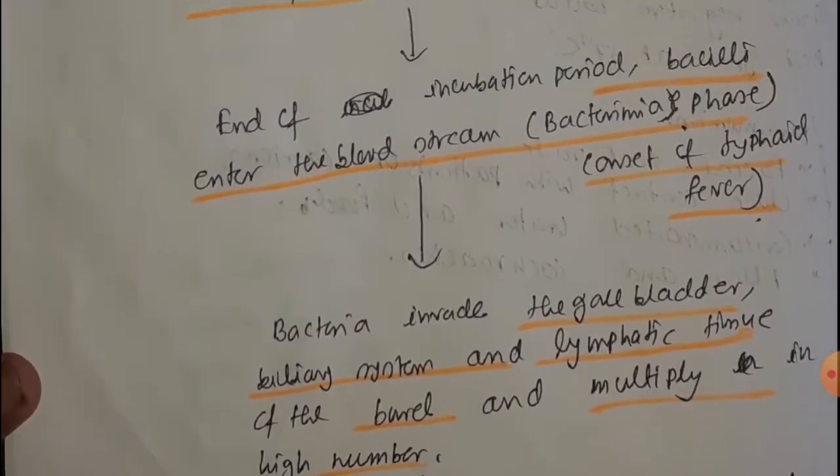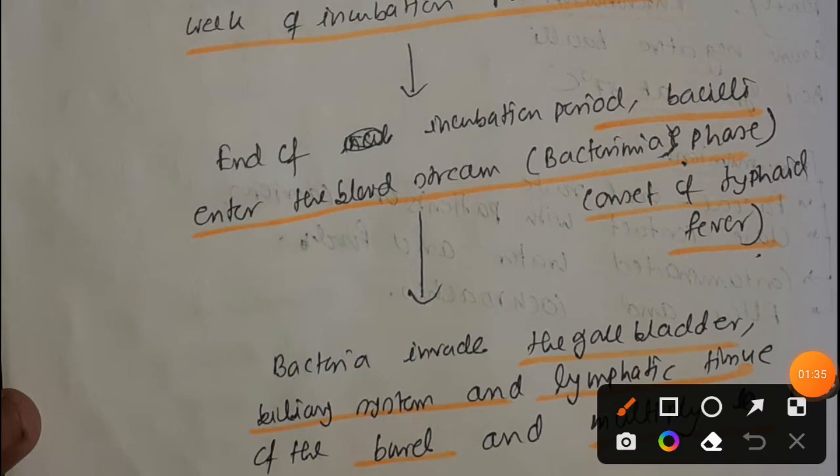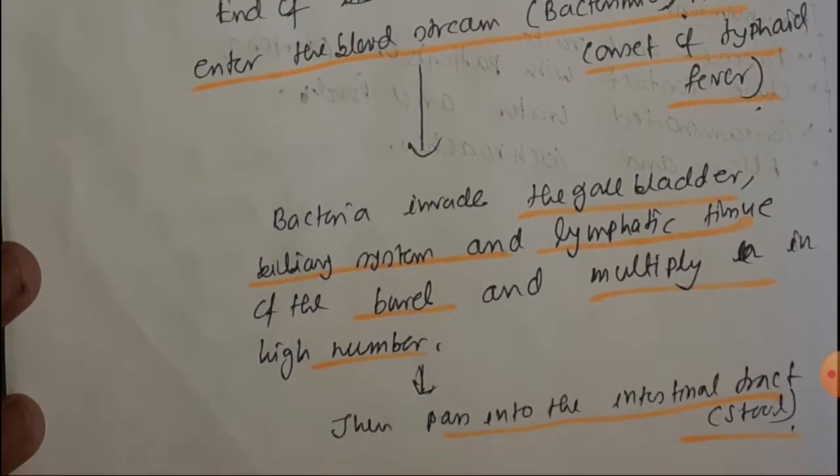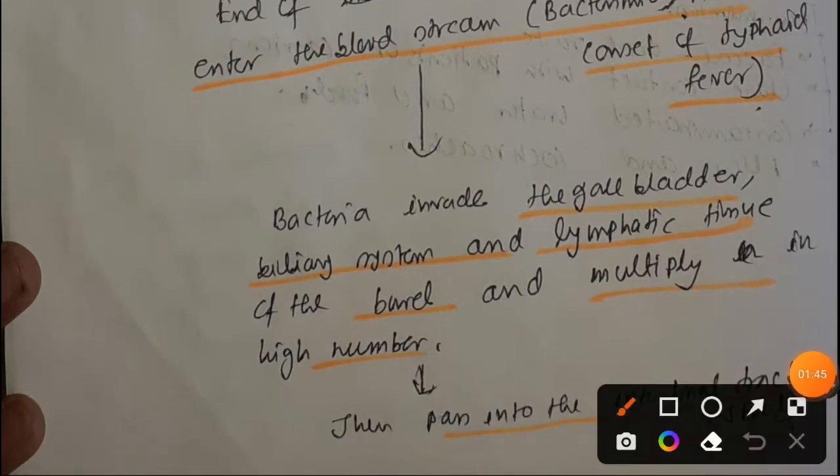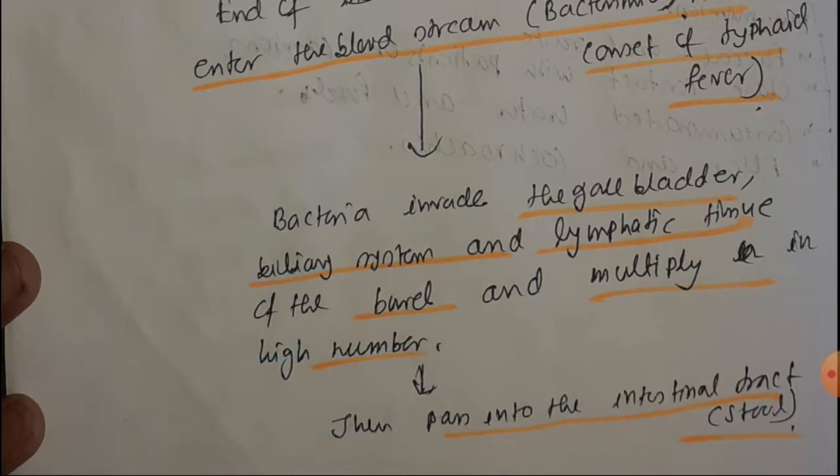Then after the end of the incubation period, bacteria enter the bloodstream, which is the onset of bacteremia and the onset of typhoid fever. After that, from the blood circulation, it can invade the gallbladder, the biliary system, and the lymphatic tissue of the bowel and multiply in high numbers. Then it will pass into the intestinal tract, and from there it will be excreted outside the body via stool, during the bowel movement.